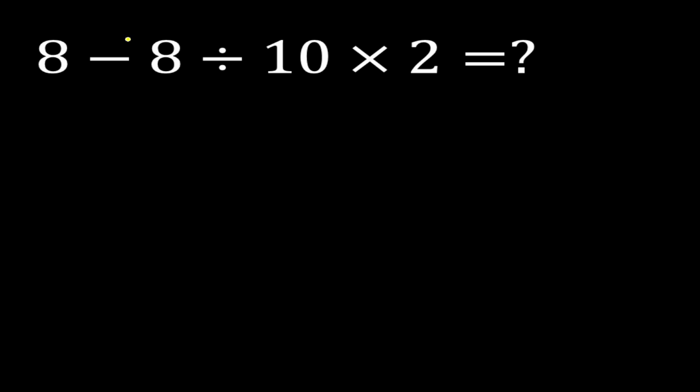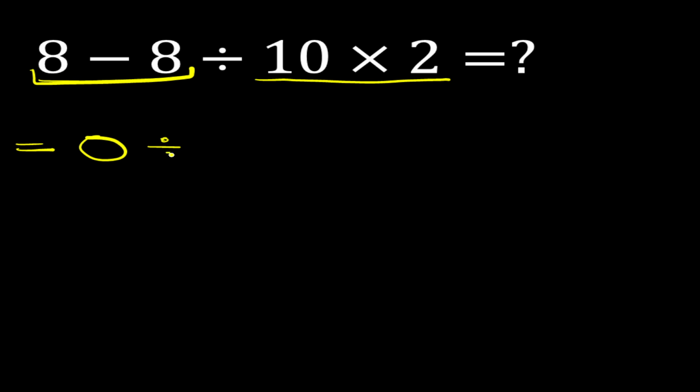So here we have a question: 8 minus 8 divided by 10 times 2, right? So now 8 minus 8 gives us 0. Then divide 10 times 2 is equal to 20. Now 0 divided by 20 is equal to 0. But this answer is not correct. This answer is completely wrong.